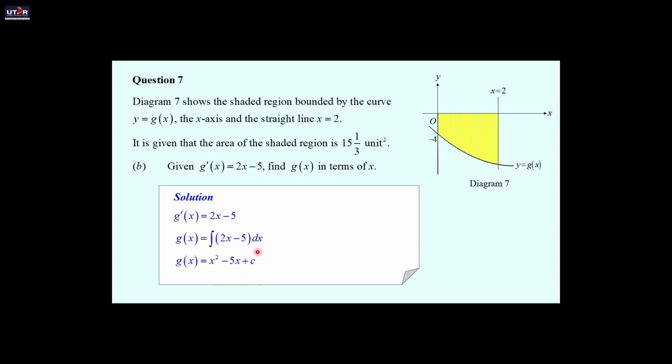In order to obtain the value of the constant c, from diagram 7, we realize that negative 4 is the y-intercept of y equals g(x), which means that it passes through the point (0, -4). So we replace x equals 0, g(x) equals negative 4. This will give you an equation, c equals negative 4. So we obtain the function g(x) in terms of x, where g(x) is equal to x squared minus 5x minus 4. Let's continue with question 8.